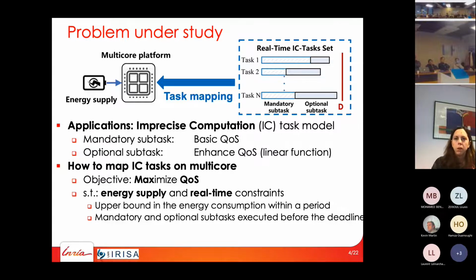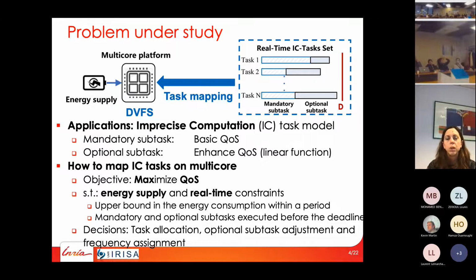Regarding the energy supply, this is given by an upper bound in the energy consumption that our system is assumed to have within a given period. And the real-time constraint implies that both the mandatory and the optional subtask should be executed before the deadline of our task. So now we need to decide three main points. The first one is the task allocation. Then we have the optional subtask adjustment and the frequency assignment.